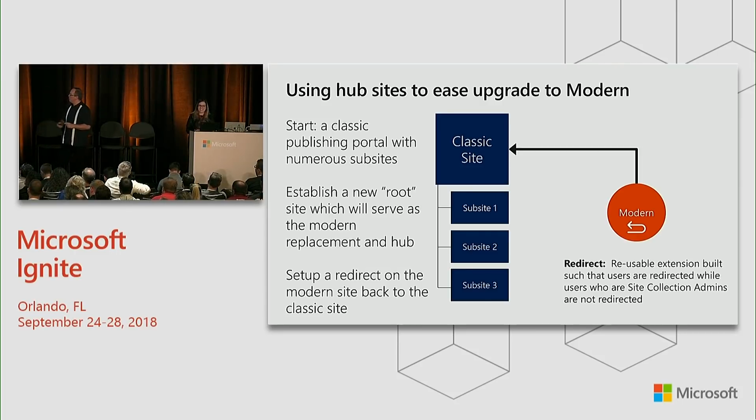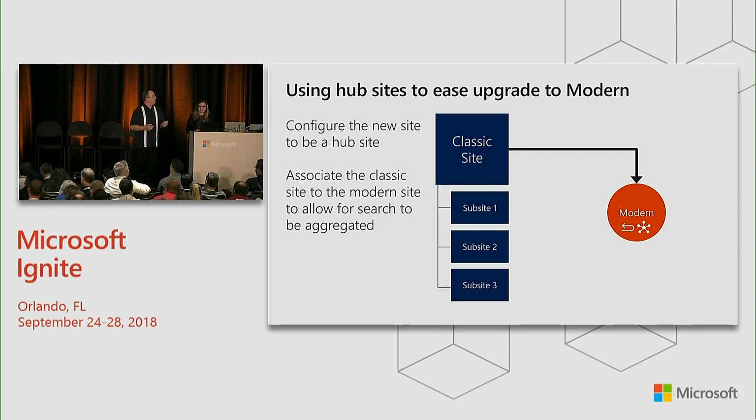All right, so we established the new site, we set up the redirect, and now we proceed with our build. We configure the new modern site to be a hub site. The second thing we do is we connect our classic publishing site that's in production right now to the new hub site. Why do we do this? Because classic sites can be associated to a modern site. If that's something you haven't experienced yourself, it's true. That way we get the advantages of search aggregation. All the content on the old site shows up on the new one, so anyone who executes a query gets a query across all the content, both old and new.